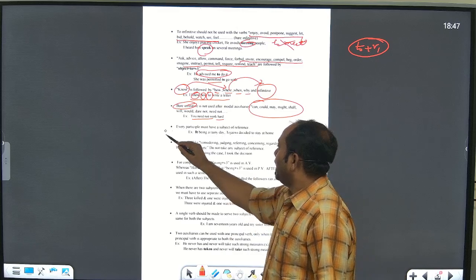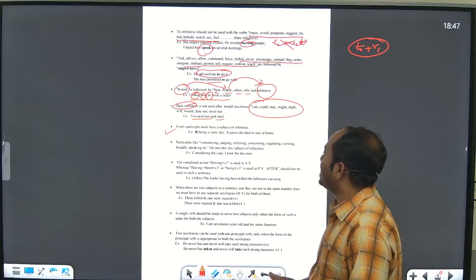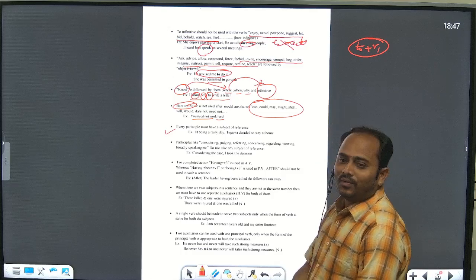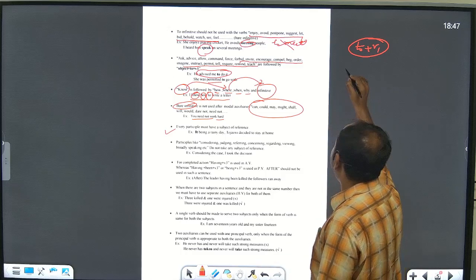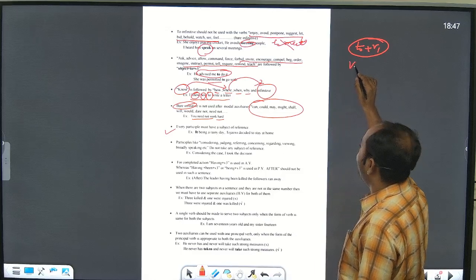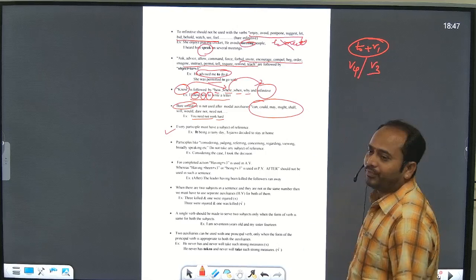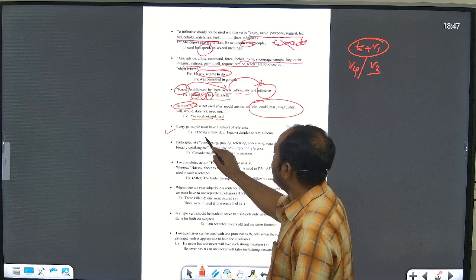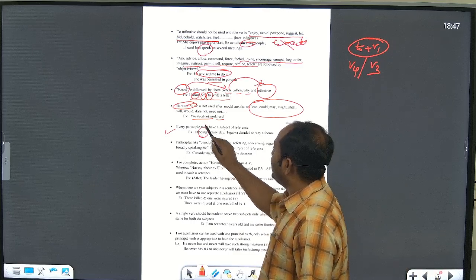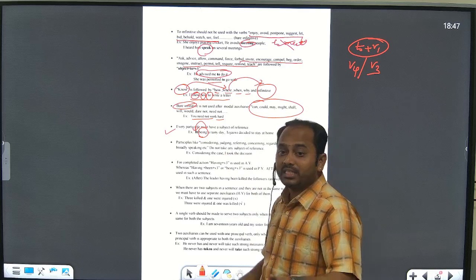Next, every participle must have a subject of reference. What is a participle here? Participle generally is nothing but the V4 form or sometimes the V3 form. If a sentence starts with a V4 form, definitely it should have some reference, a subject reference.